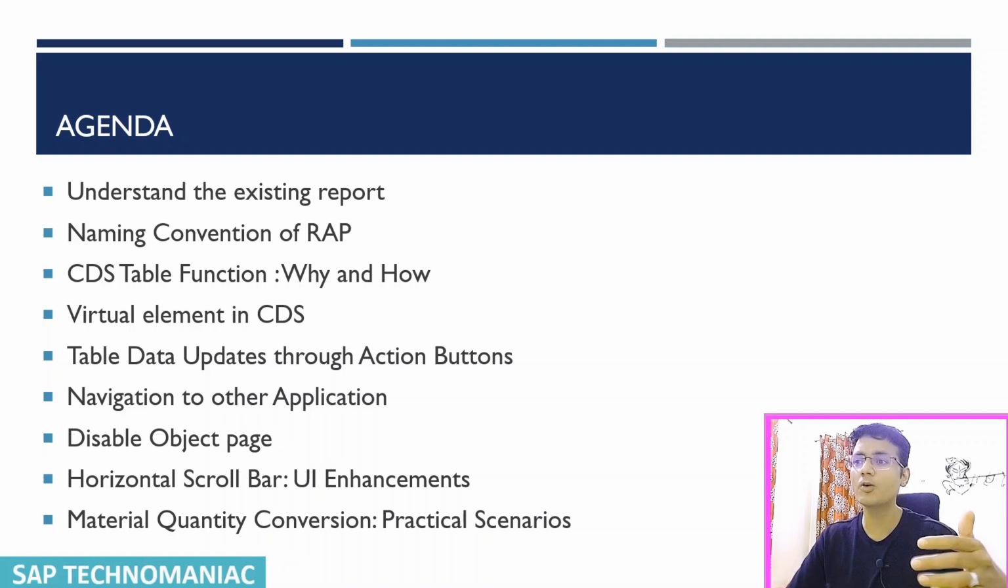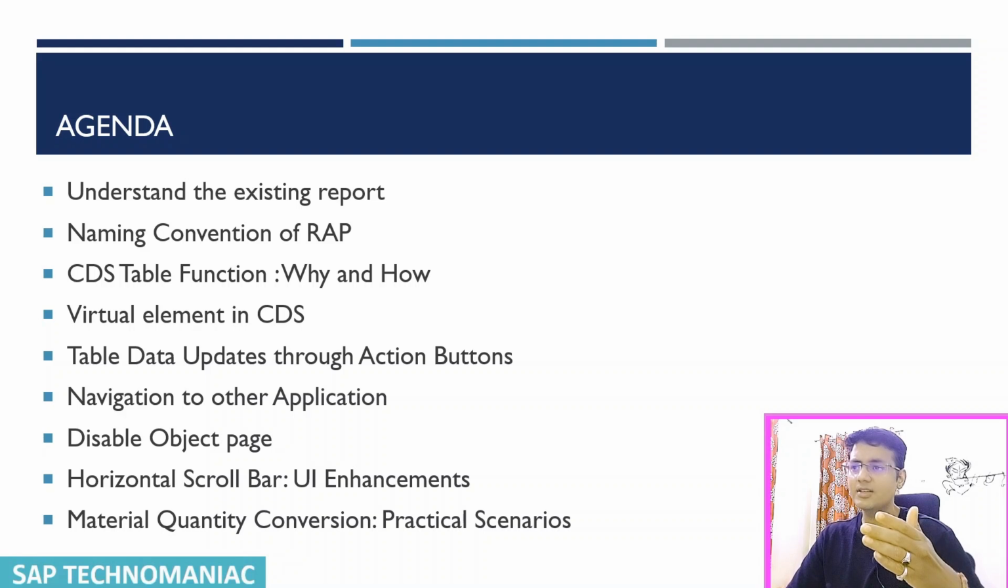So for that purpose, we are going to use the CDS table function, and we are going to use the virtual element in CDS. We also have some edit functionality in the final output. Once we click on the edit button, it should open another T-code. So that also we have to do in the Fiori application. Basically, we will create a hyperlink on, for example, the order number. When I click on the order number, it should open the COR3 T-code. In our case, we will create the hyperlink and give the COR3 Fiori application instead of the COR3 T-code.